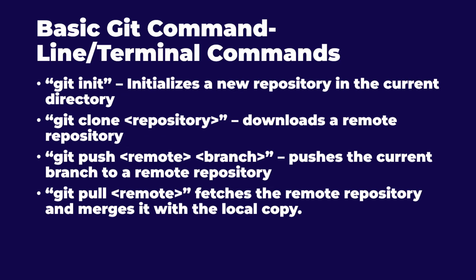Git is primarily used on the command line or terminal. Let's go over some basic Git commands. Git init initializes a new repository in the current directory. Git clone repository downloads a remote repository from the web. Git push remote branch pushes the current branch to a remote repository, and git pull remote fetches the remote repository and merges it with the local copy.